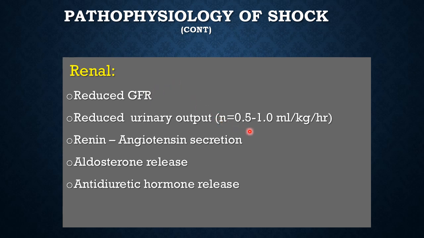Normal urine output we want to maintain at 0.5 to 1 ml per kilogram per hour of the patient's body weight, generally more than 50 ml per hour. But the renin-angiotensin system that is working, the aldosterone release, antidiuretic hormone release, all of these are trying to compensate for the hypotension. As a result, there is reduced GFR and reduced urinary output. So urinary output is generally a good indication of how good your management of shock is going.